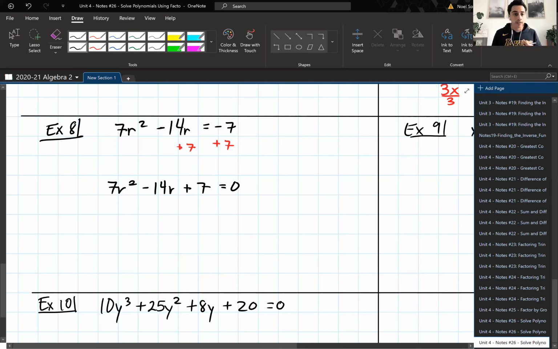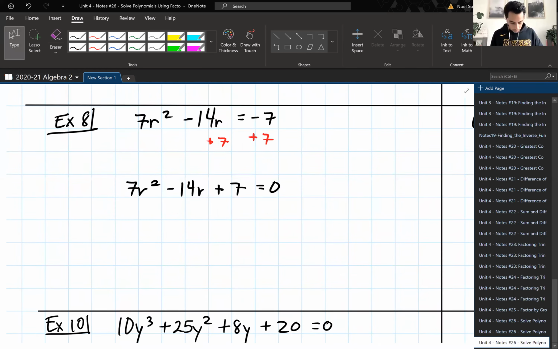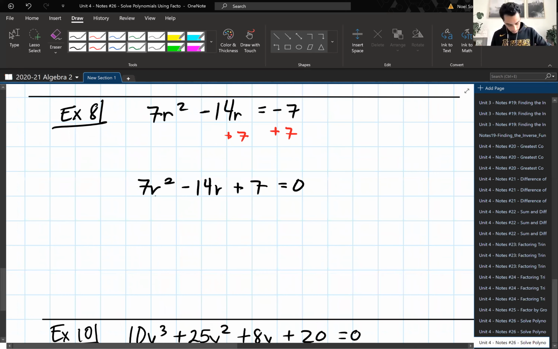They have 7 in common, but not 7r. The last term is just a positive 7. It doesn't have a variable. So we can factor out a 7. That gives us 7 times r squared minus 2r plus 1 equal to 0.